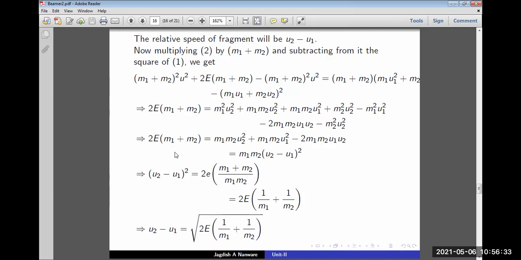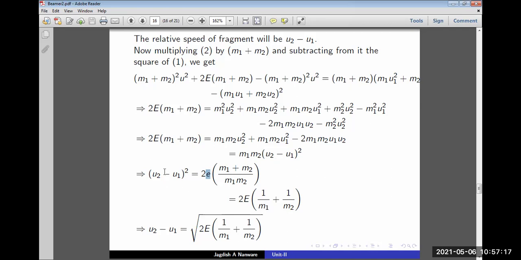And see here, finally we have this relation: 2 times E, where E is the additional kinetic energy, times (m1 plus m2) is equal to m1 m2 times (u2 minus u1) square. So this is the square of the relative speed. We can calculate this as (u2 minus u1) square is equal to 2E (m1 plus m2) divided by m1 m2, and this is nothing but 1 by m1 plus 1 by m2.